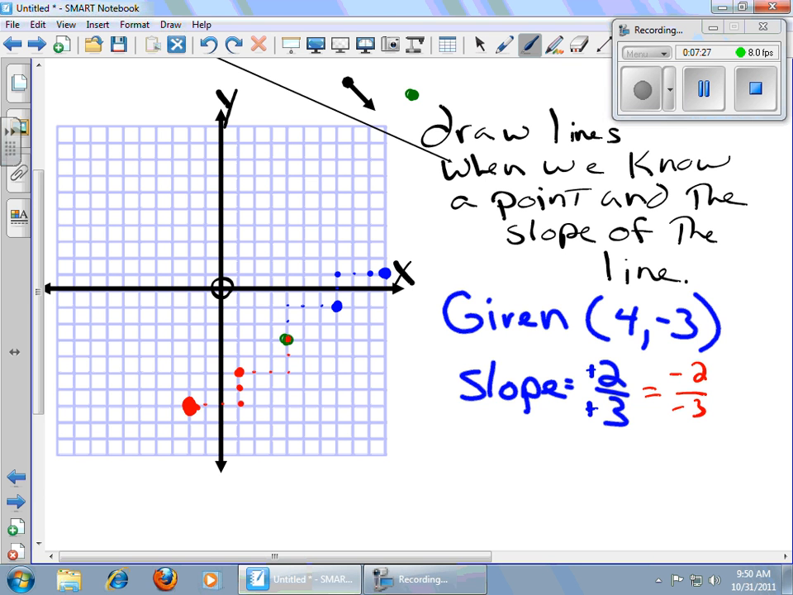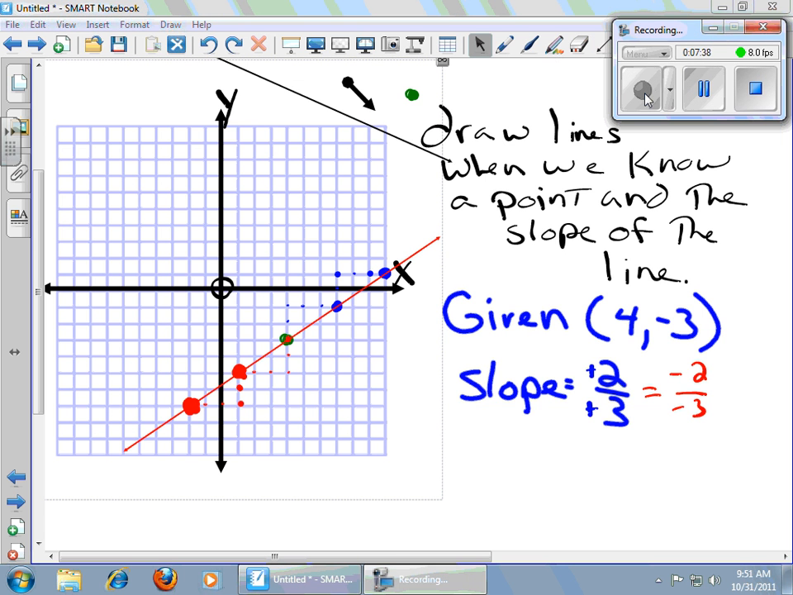I'll make my points kind of exaggeratingly big so that you can know where to draw the line. Now that I have that, I can draw my line. And there it is. It goes through all 4 points that I plotted. So what did I do? Well, I plotted my first point, the given point, and then from that point, I counted my rise and run. That's all I did. It's that simple.